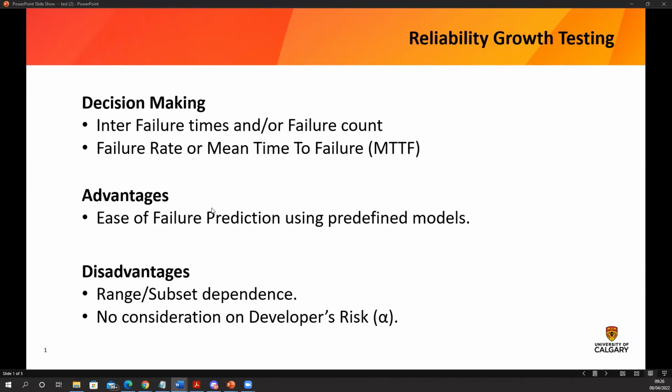compare these best models. One drawback with reliability growth testing is its dependence on the range or subset selected for prediction. Things like distortions in data could affect the accuracy of predictions. Another downside in reliability growth testing is it doesn't take into account the developer's risk factor. It only measures acceptance using the target failure rate or the target MTTF.